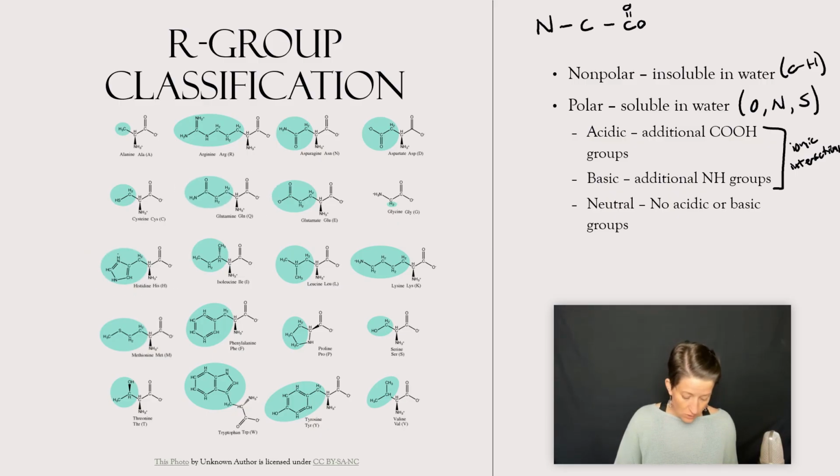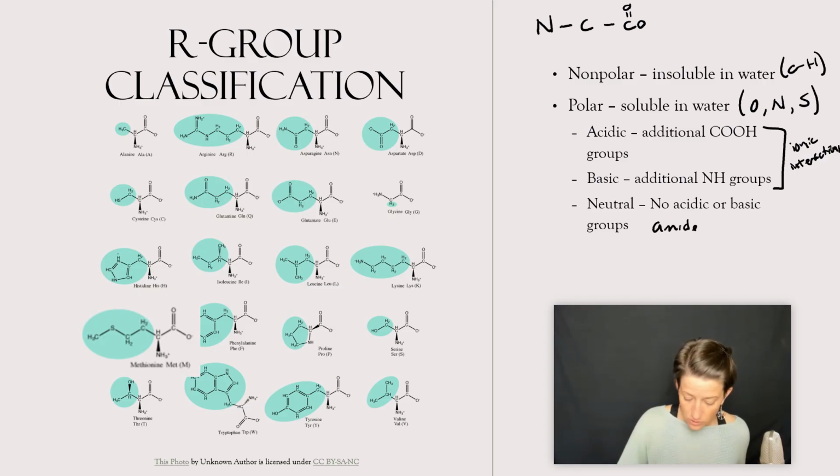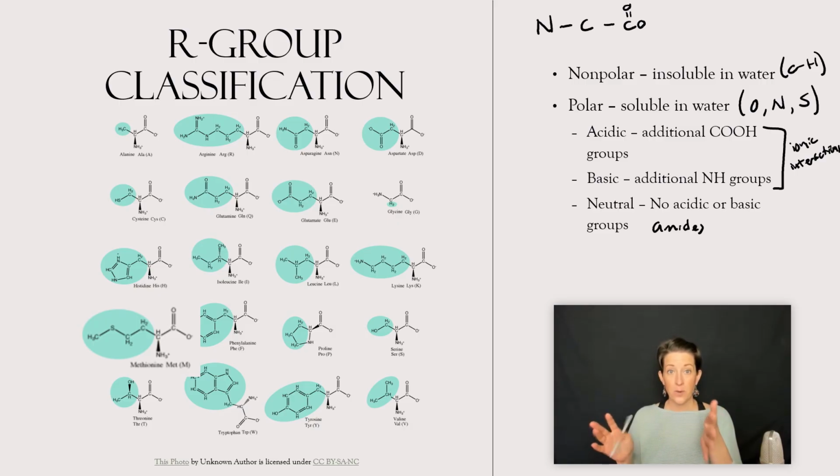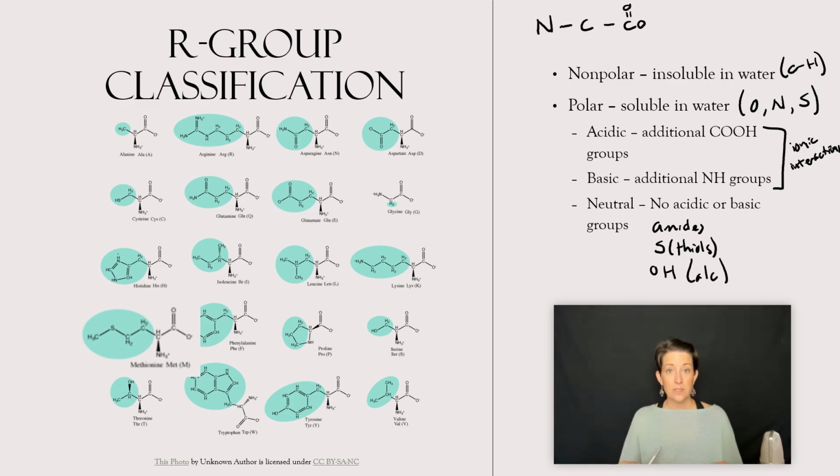Lastly, we can have neutral polar groups. Our neutral polar groups can be amides, because amides have been neutralized by the amino group and the carboxylic acid group that came together. These can have our sulfur. These are called thiols. Or it can have our alcohols, our OH. So these are all polar groups. They have polar atoms, but they do not have the acid-base properties.